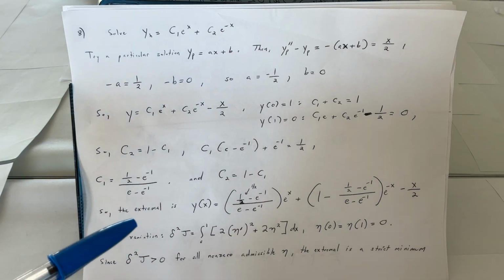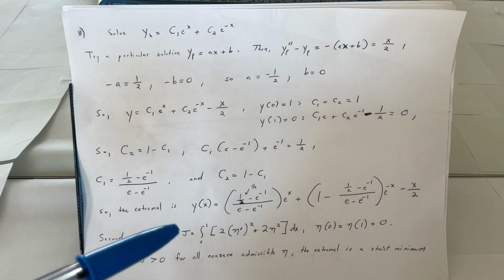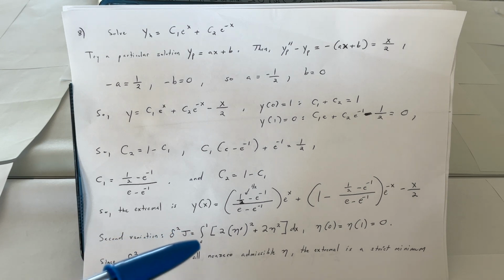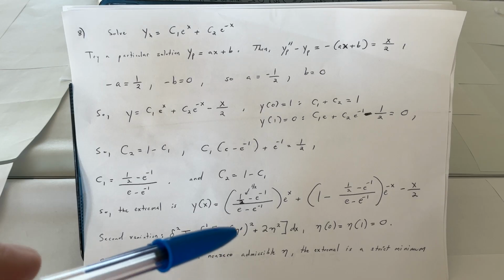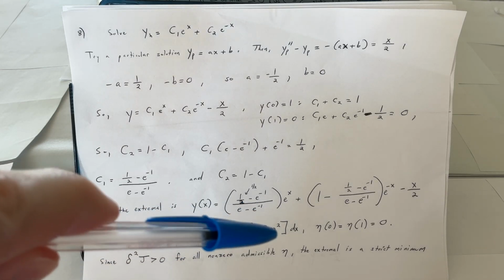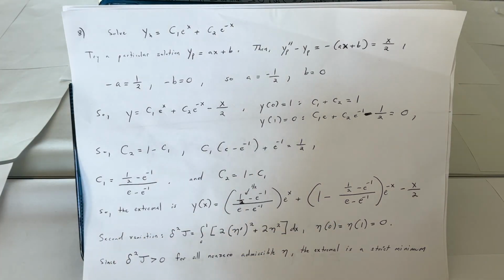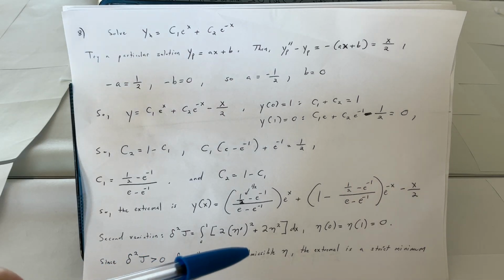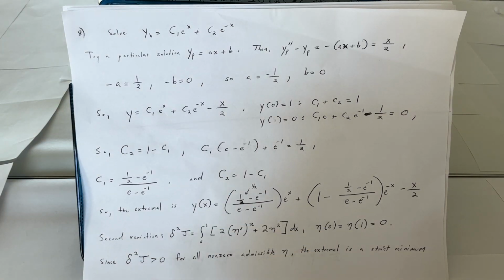So our second variation is delta squared J equals the integral from 0 to 1 of [2 eta prime squared plus 2 eta squared] dx, where eta of 0 equals eta of 1 equals 0. So since delta squared J is larger than 0 for all non-zero admissible eta, the extremal is a strict minimum. Okay, so that is part 4.